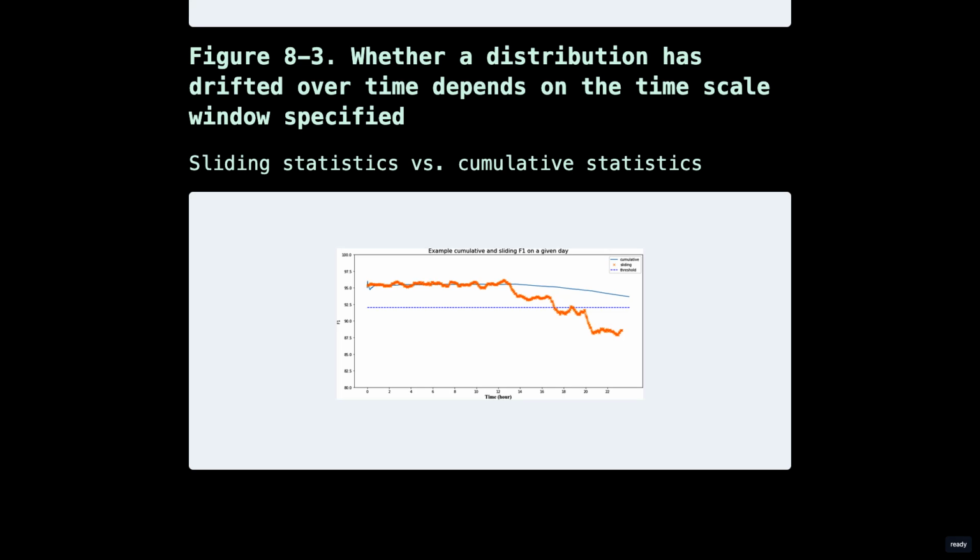The important visual pattern is the difference between the short window and the all-time average. A temporary drop may disappear inside the cumulative line, even though the sliding view catches it clearly.